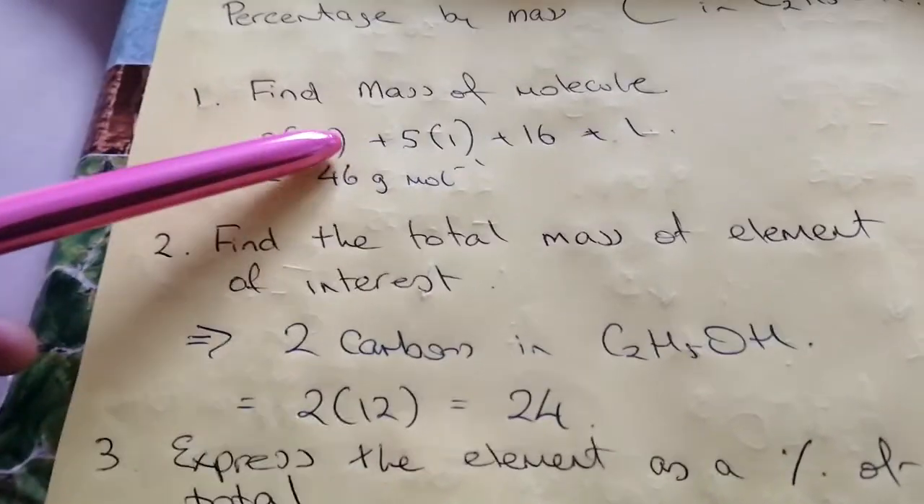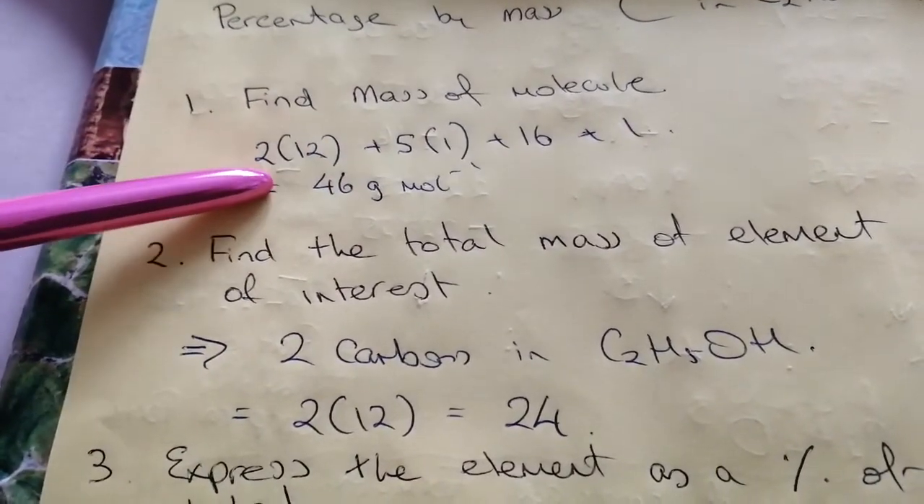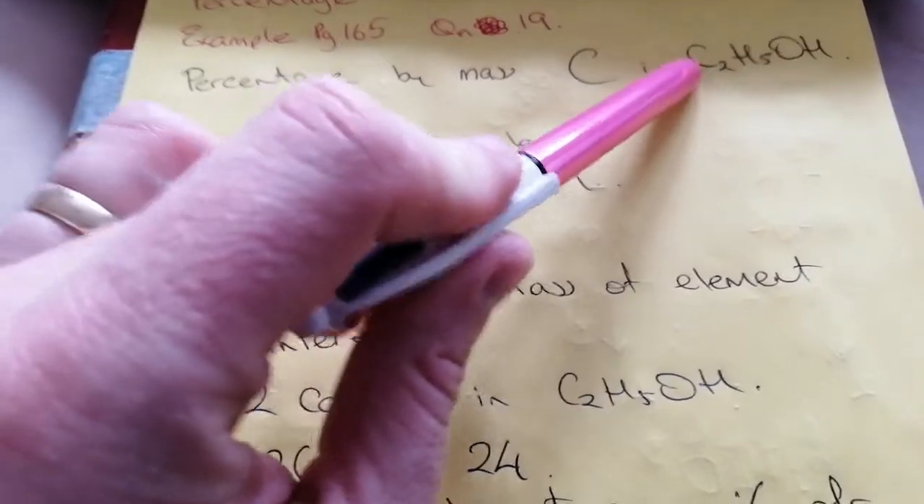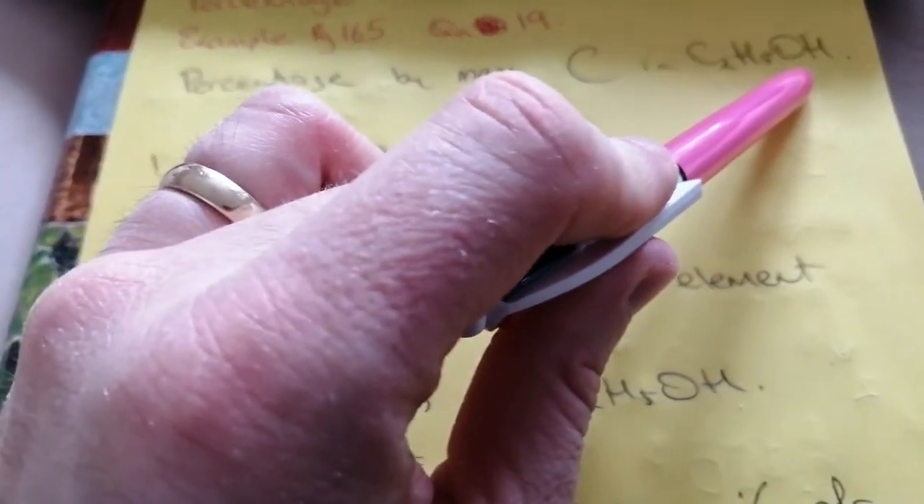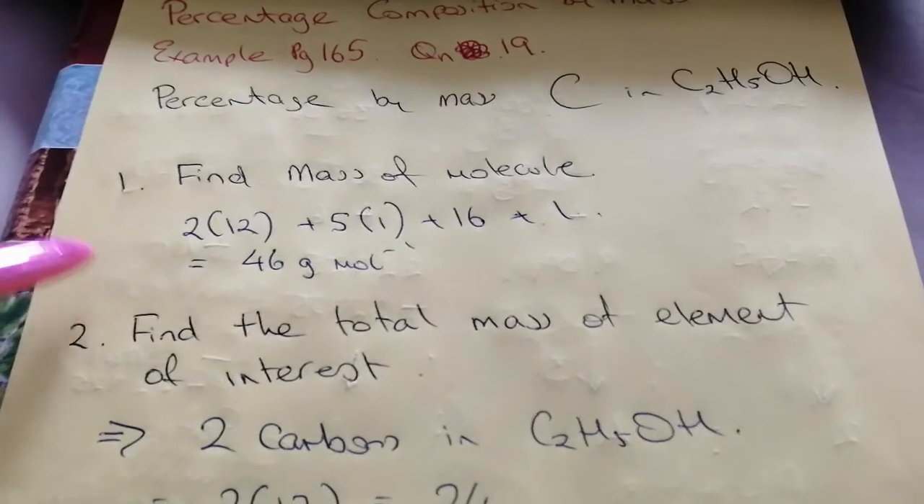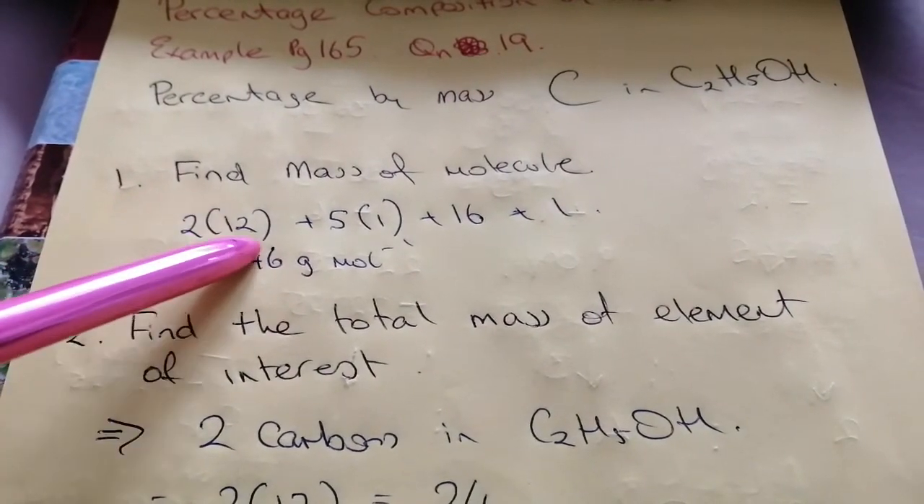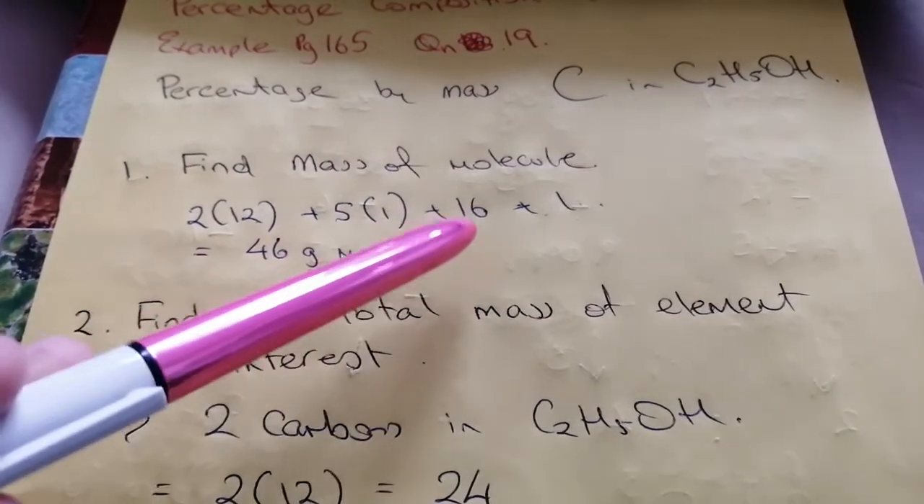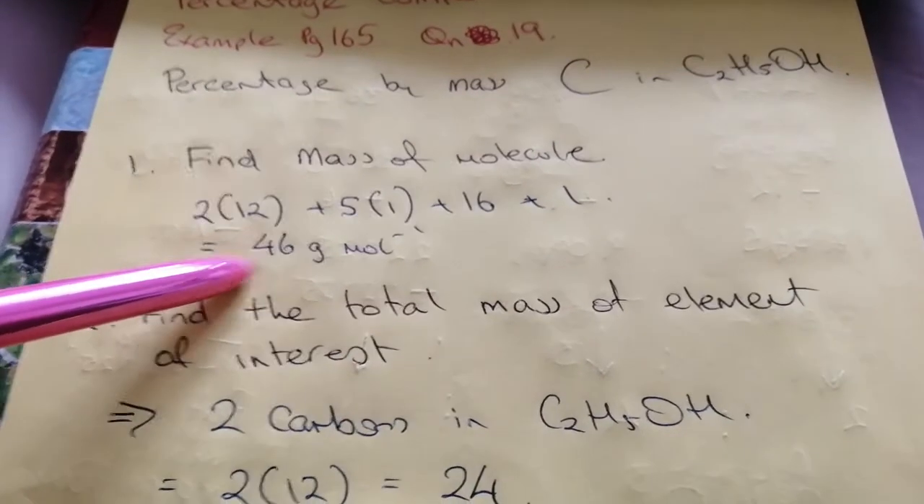So what you do is you find the mass of the whole molecule. In our case, it's ethanol, C2H5OH. It's an alcohol. Again, my big hand is in the way, taking the focus off things. So you work it out: 2 12s plus 5 times 1 plus 16 plus 1, and you end up with 46.